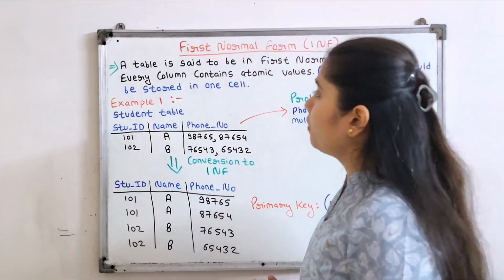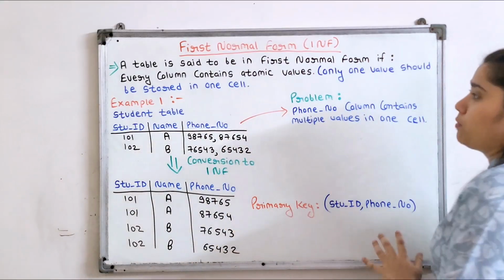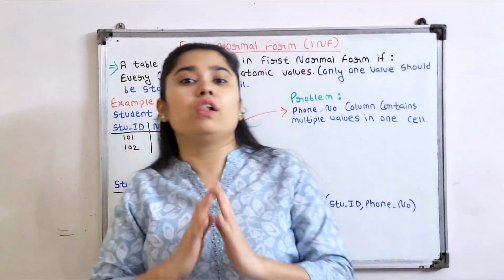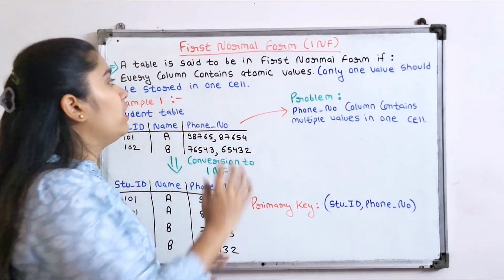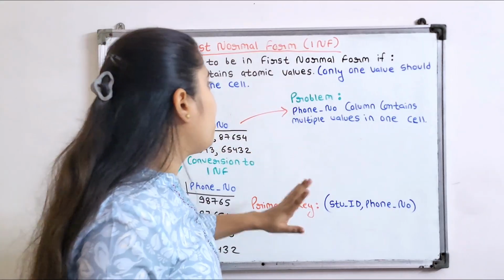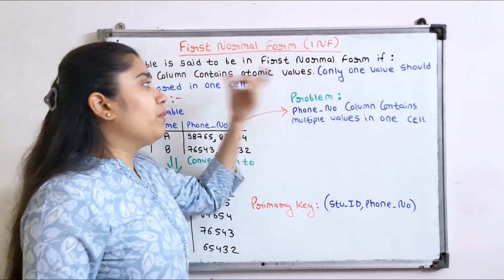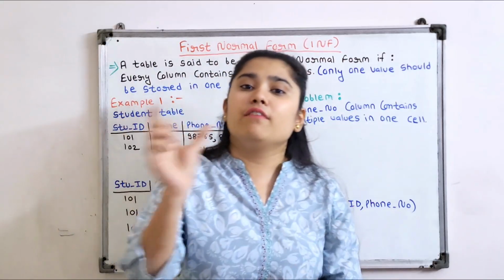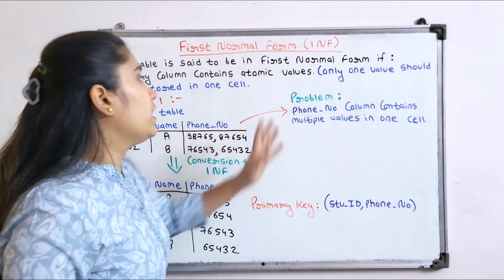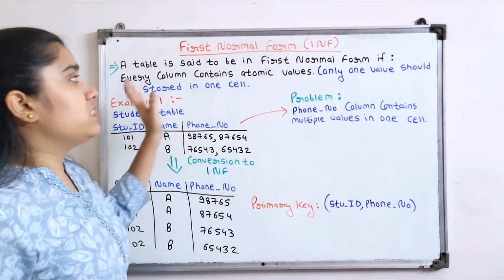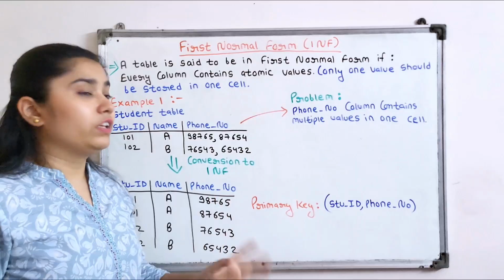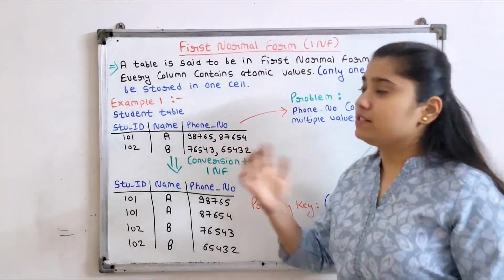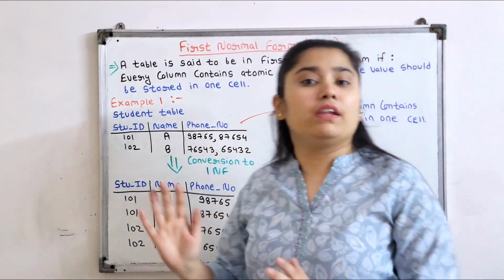Okay, see, what is first normal form? A table is said to be in first normal form if every column contains atomic values. If all the values in the table are atomic, then only we can say that our table is in the first normal form. What is the meaning of atomic values? Atomic values means only one value should be stored in one cell. In our table every cell should contain only a single value, then only it will be called a table in first normal form. So there should be no multiple values, no repeating groups and no arrays or lists inside our cell.